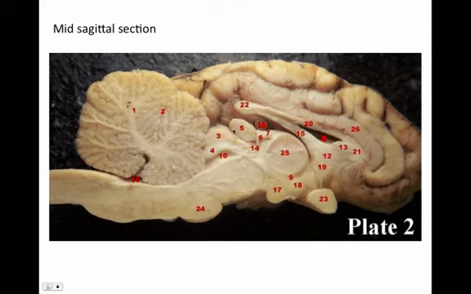Here, pineal body. Inferior to the pineal body, name this structure: superior colliculus. Name this structure: inferior colliculus. This is the lateral ventricle, and the third ventricle is this space right here. So lateral ventricle, third ventricle.